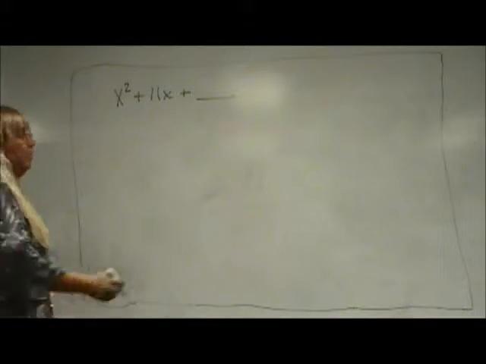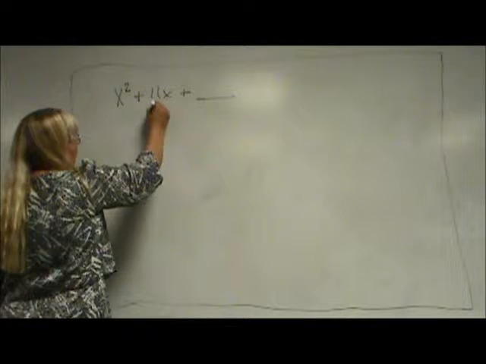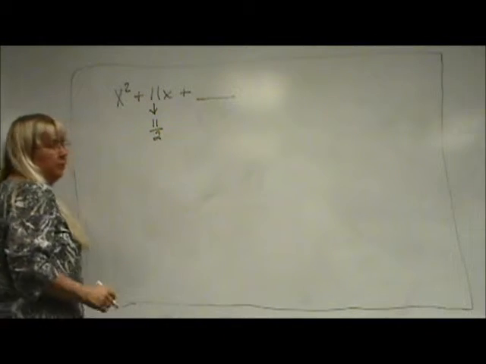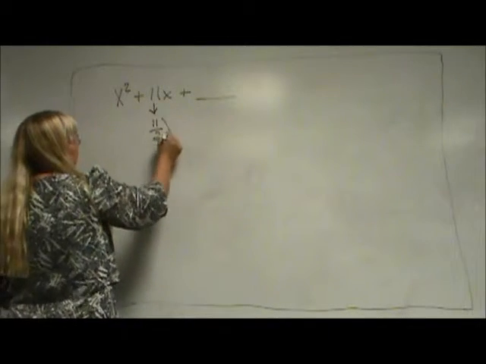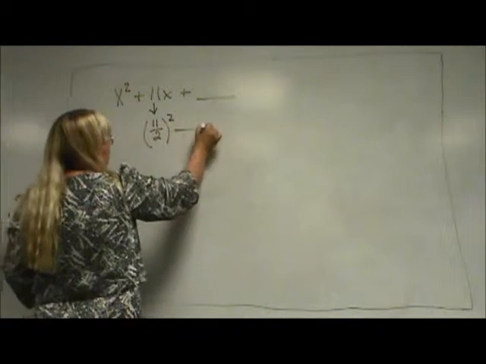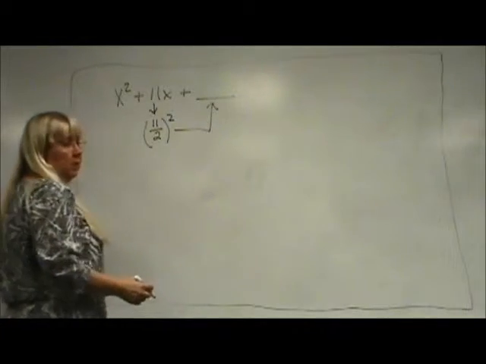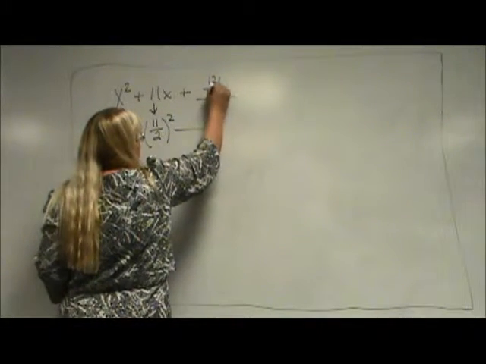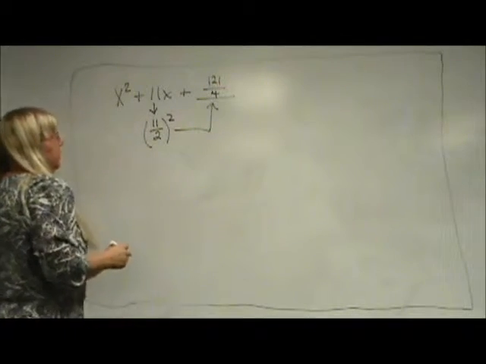In order to do that, we're going to take half of this term. Half of 11 is just 11 halves. And we have to square that to give us our term that goes here. 11 squared is 121. 2 squared is 4. And that completes our square.